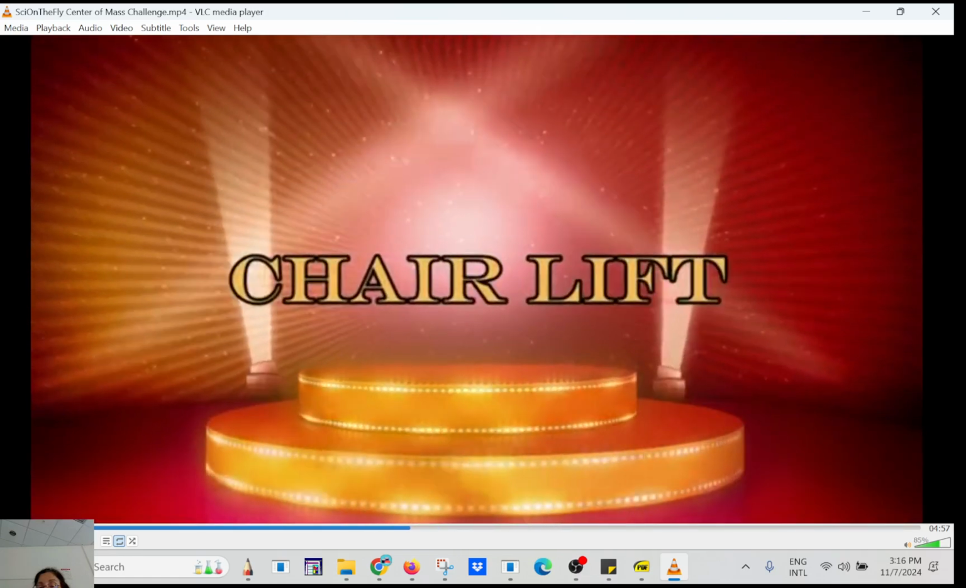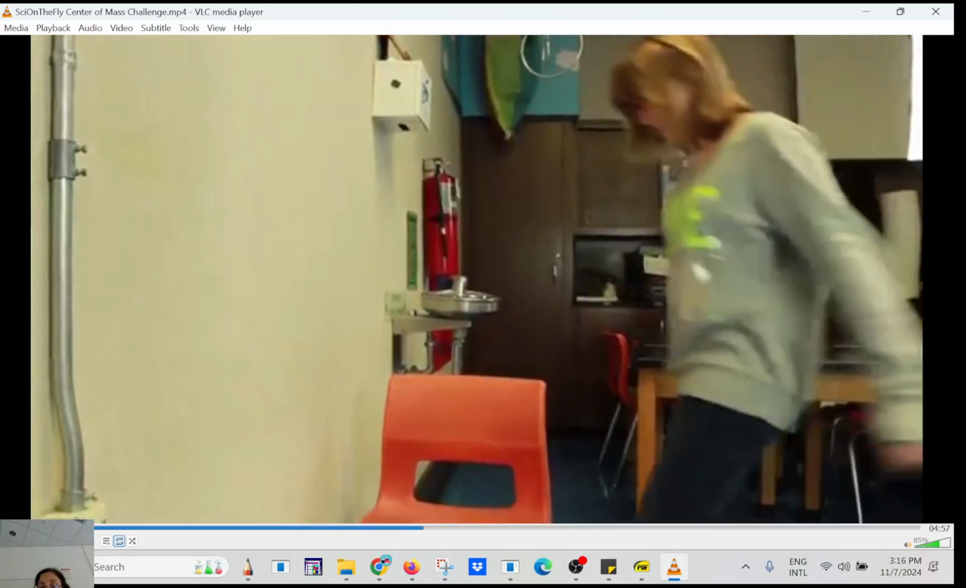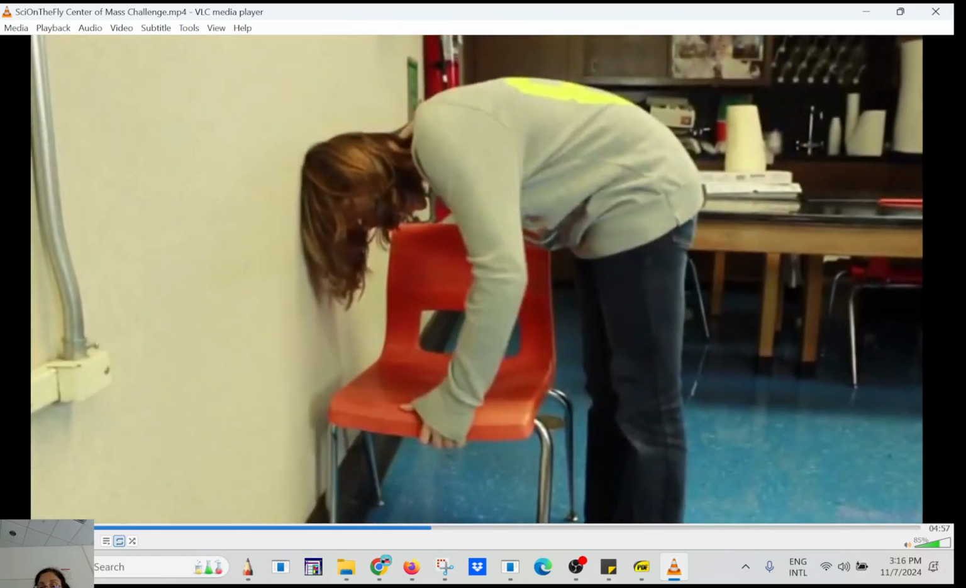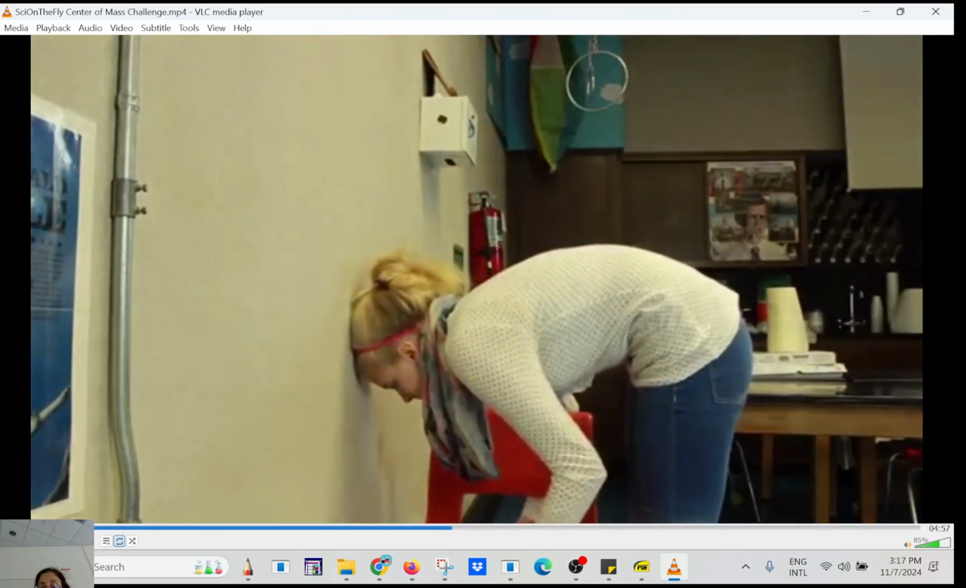The next challenge is chairlift. Here's how you do this one. Place a chair along the wall. Now stand so that your feet are not under the chair. Bend over at the waist, place your head on the wall so that your back is flat and parallel to the ground. Now lift the chair and try and stand up.